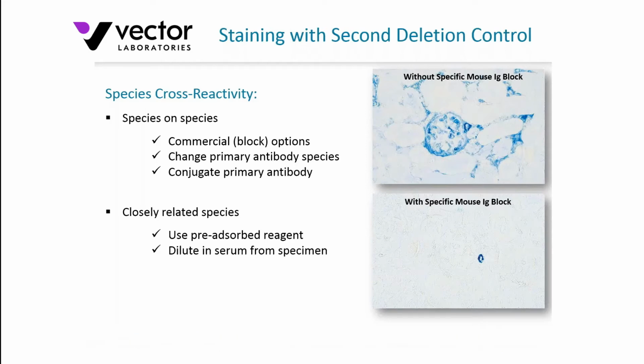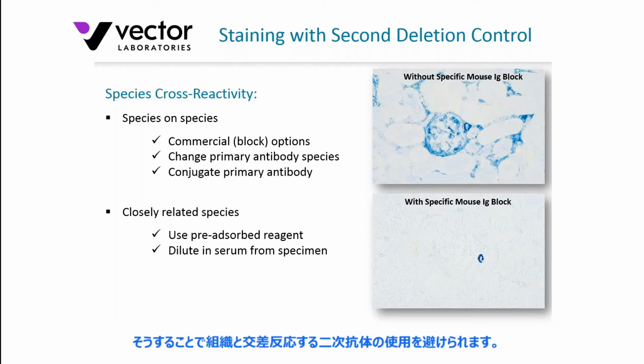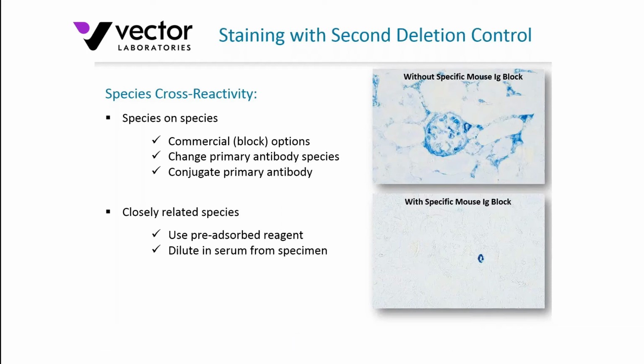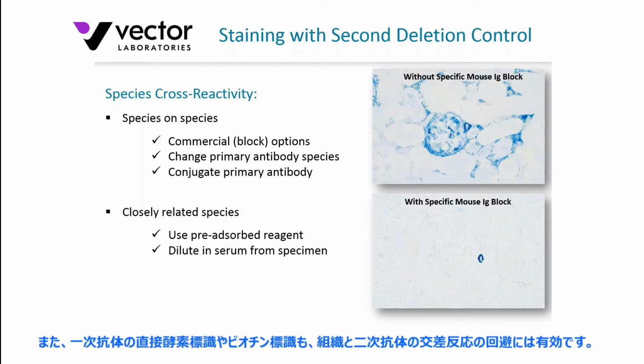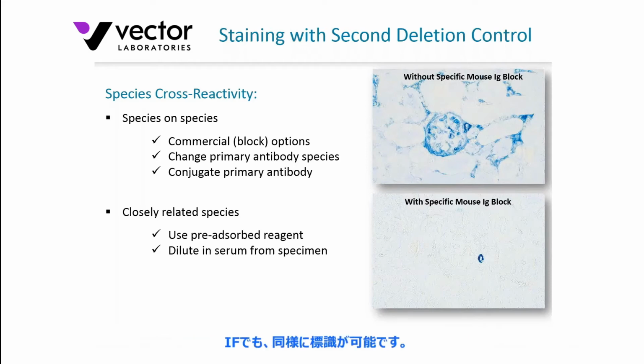Maybe apply a rabbit primary or a goat primary antibody, so you avoid the use of the anti-mouse secondary antibody on that mouse tissue. If feasible, you could potentially conjugate that primary antibody as well. Certainly for immunohistochemistry, directly with an enzyme or biotinylate it, followed through with a streptavidin conjugate. And for immunofluorescence, you could conjugate it with a fluorophore.